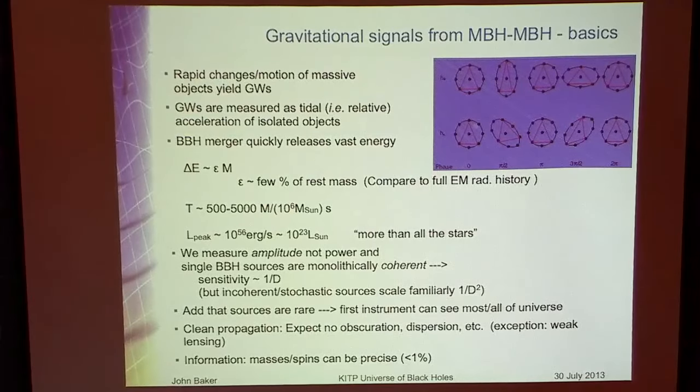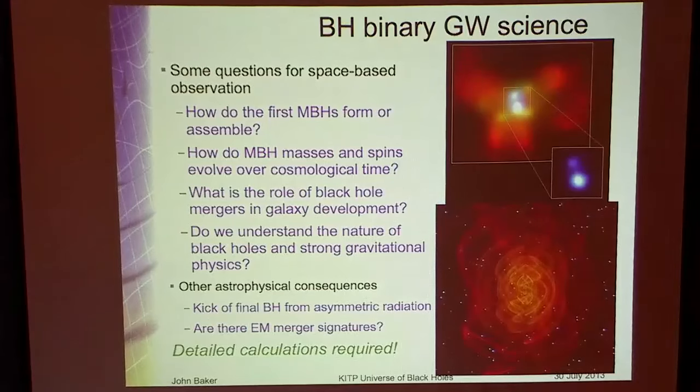Another thing about black hole mergers: because the gravitational waves are weakly coupled to everything, they propagate cleanly without any kind of dispersion effects or obscuration being really likely. There is weak gravitational lensing. And you get information about masses and spins of black holes that can be quite precise. You also get information about the distance and the sky position as well, but that's not as precise. In fact, pretty horrible in terms of sky position by a lot of standards.